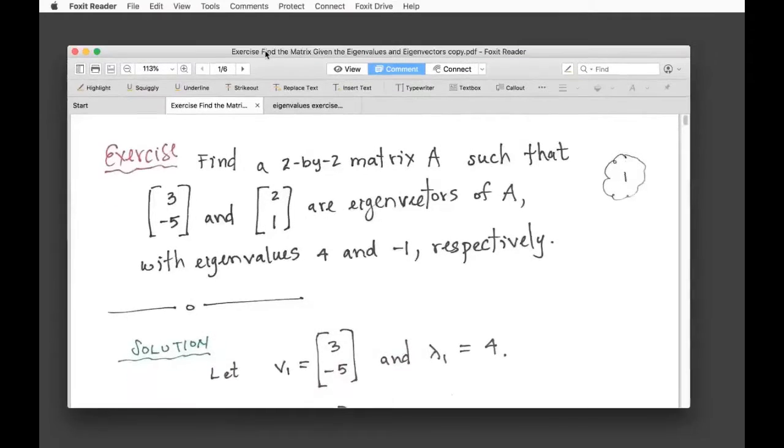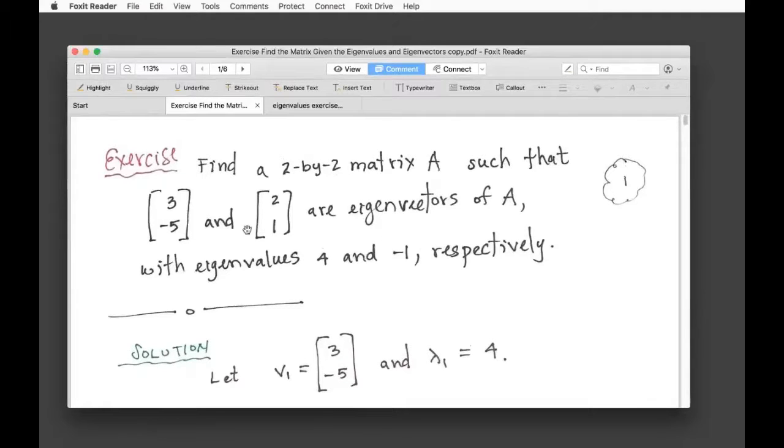Okay, so the exercise is that we have a 2 by 2 matrix, and we're told these are the eigenvectors, and the eigenvalues are these values. Because it says respectively, the order matters. So the first value, 4, is associated with the first vector, 3, -5, and the second value, -1, is associated with the second vector. But all we know is that this is a 2 by 2 matrix.